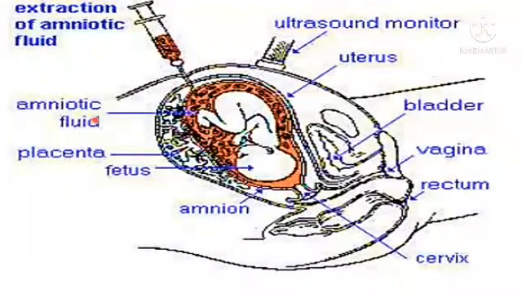This is a schematic representation just to tell you how they perform amniocentesis. First thing you have to remember is that it should always be done under an expert's advice or observation. And you should always have an ultrasound monitor. We have to use a 20 to 22 gauge needle.